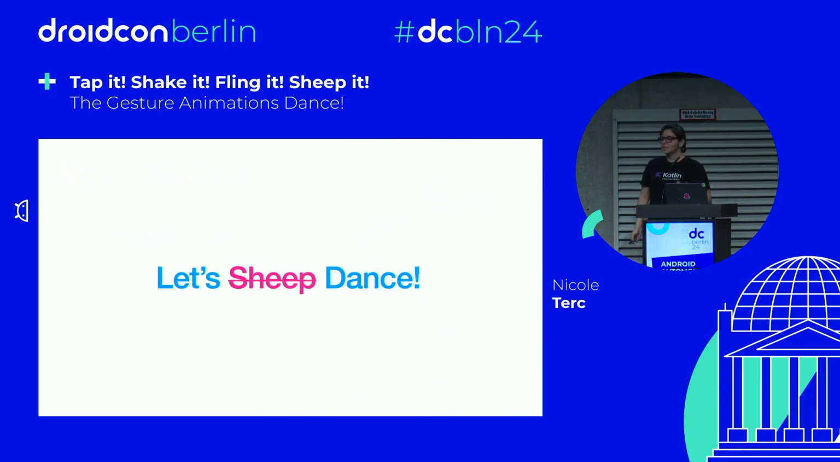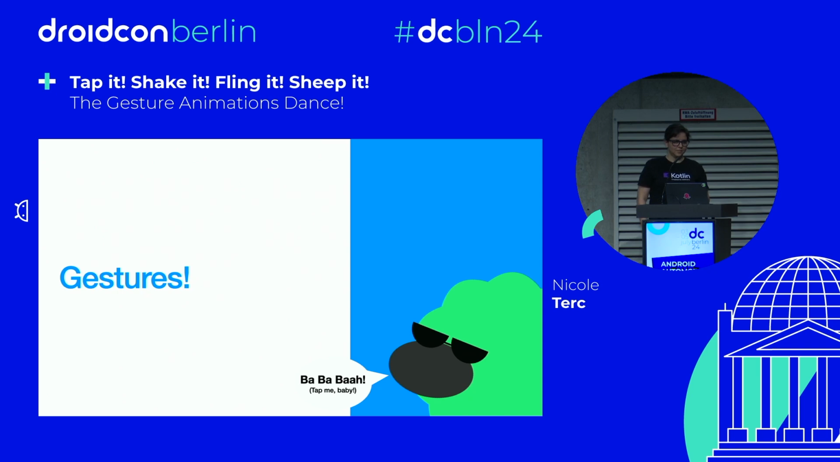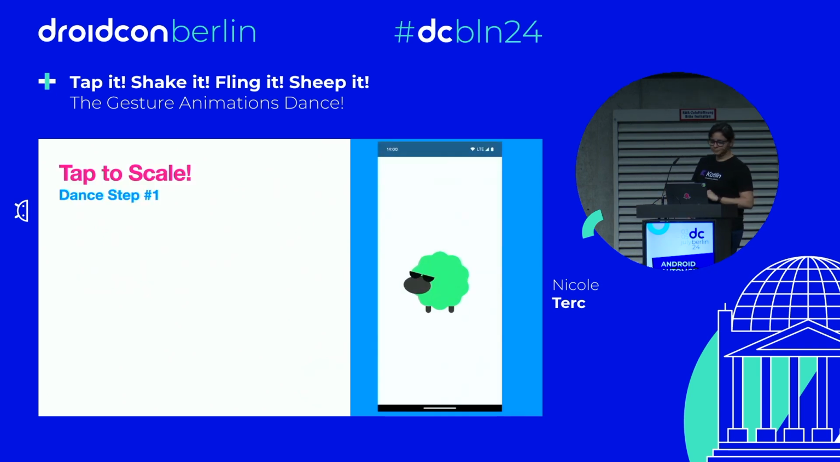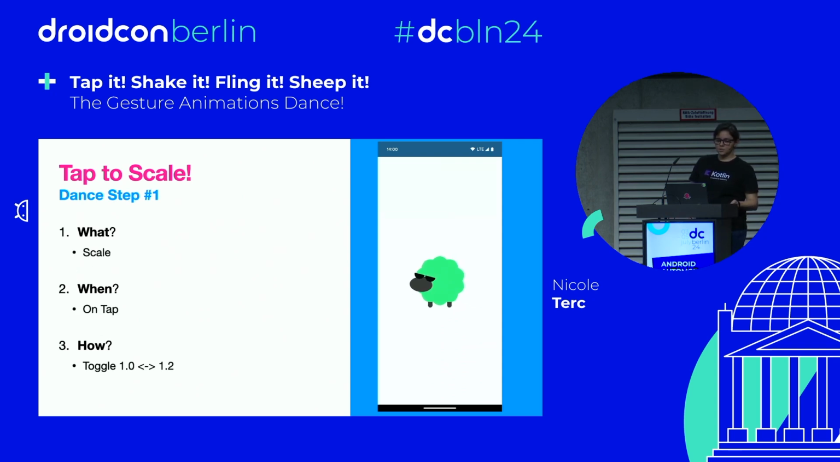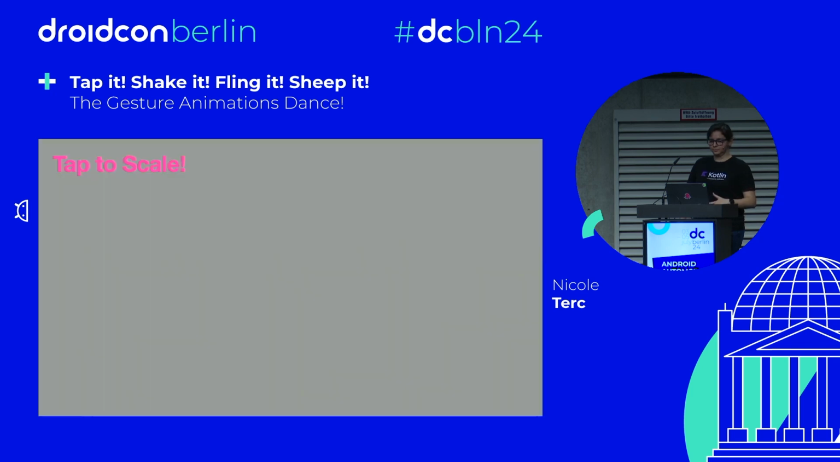In order to start dancing, let's move to our first gesture moves. Let's ease into it. So let's go for a classic. Let's do a tap move. Since we already know what we need to do, we need to answer our three questions here. What, when, and how. So in this dance, what we're going to be doing is changing our scale. When, whenever you tap on it. And how, we're basically just toggling between 1 and 1.2. Why these values? Because I like them. There is no specific reason behind them. Cool. Now that we know what we need to do, let's translate this into code.